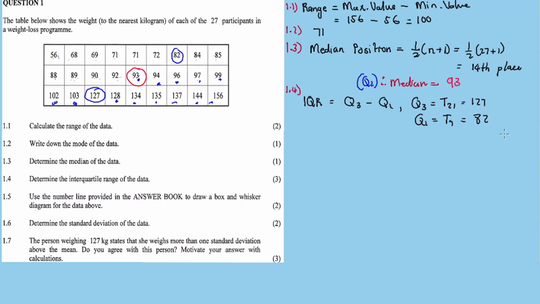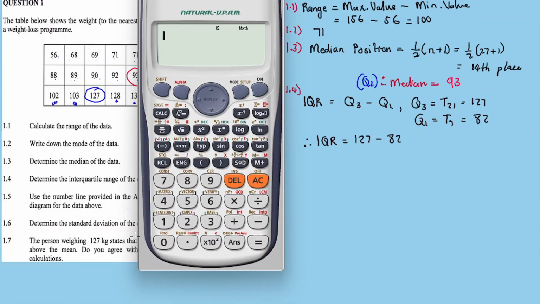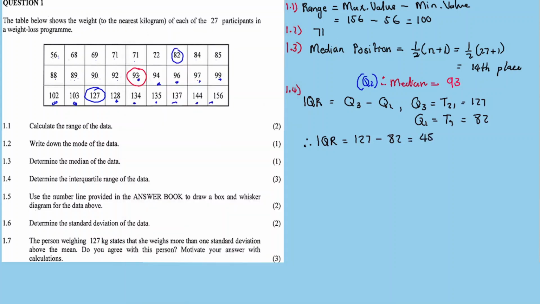So our answer is 82. So the interquartile range is equal to 127 minus 82. This is equal to 45. So the answer is 45. 1.5.